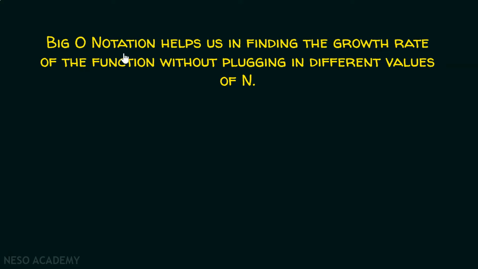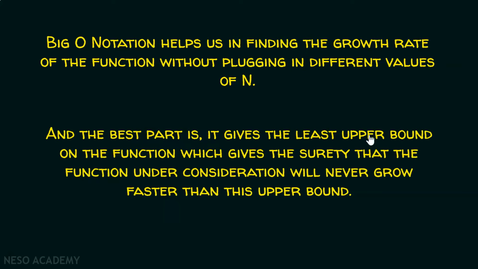Here we need not plug in different values of n into the function in order to determine its growth rate. Big O notation is the tool to find the growth rate of the function without plugging in different values of the size of the input. And the best part is that it gives the least upper bound on the function, which gives the surety that the function under consideration will never grow faster than this upper bound. Let's say the function under consideration is f and the least upper bound is g. With this upper bound, we can be sure that g is always greater than f, or in other words, g grows faster than f.